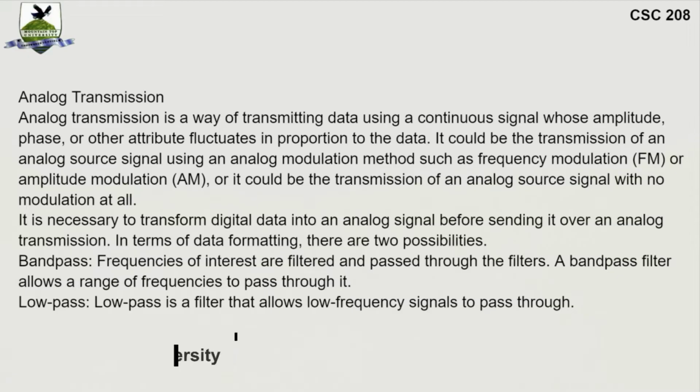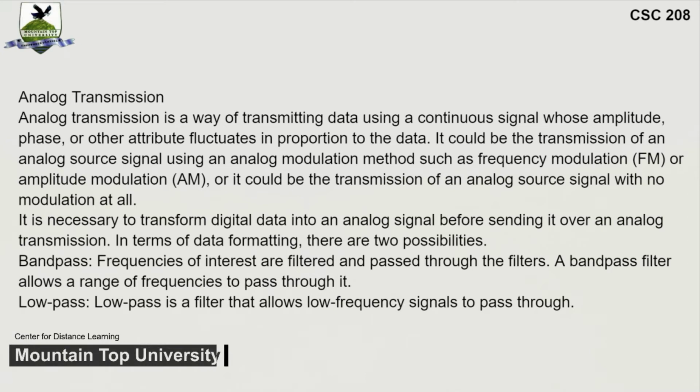Analog transmission. Analog transmission is a way of transmitting data using a continuous signal whose amplitude, phase, or other attribute fluctuates in proportion to the data. It could be the transmission of an analog source signal using an analog modulation method such as frequency modulation, FM, or amplitude modulation, AM, or it could be the transmission of an analog source signal with no modulation at all. It is necessary to transform digital data into an analog signal before sending it over an analog transmission.